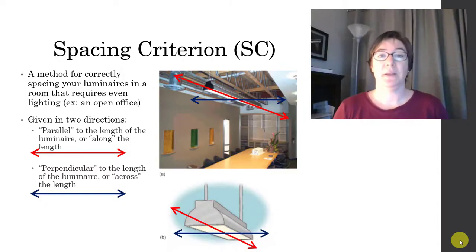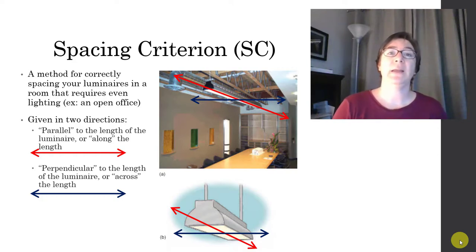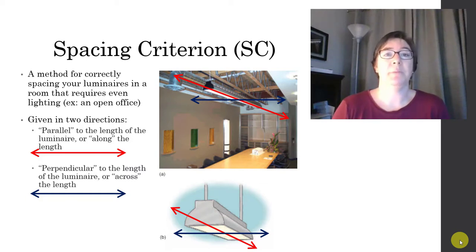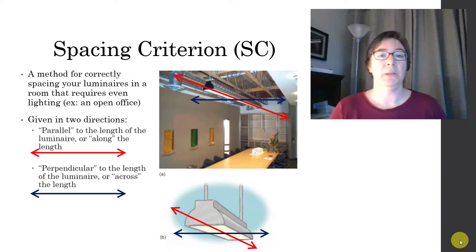The spacing criterion, or SC, is a method for correctly or evenly spacing your luminaires in a room that specifically requires even lighting, which many of them do, for example, a big open office area. The spacing criterion is given in two directions: parallel to the length of the luminaire, kind of along the length of the luminaire, or perpendicular to the length of the luminaire, which is also called across. In this video and on these slides, I've designated these with the red and the blue arrows.